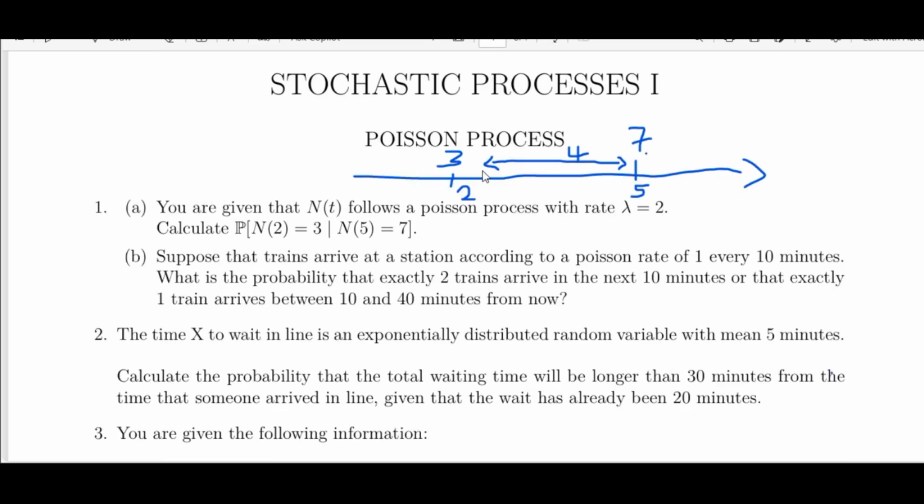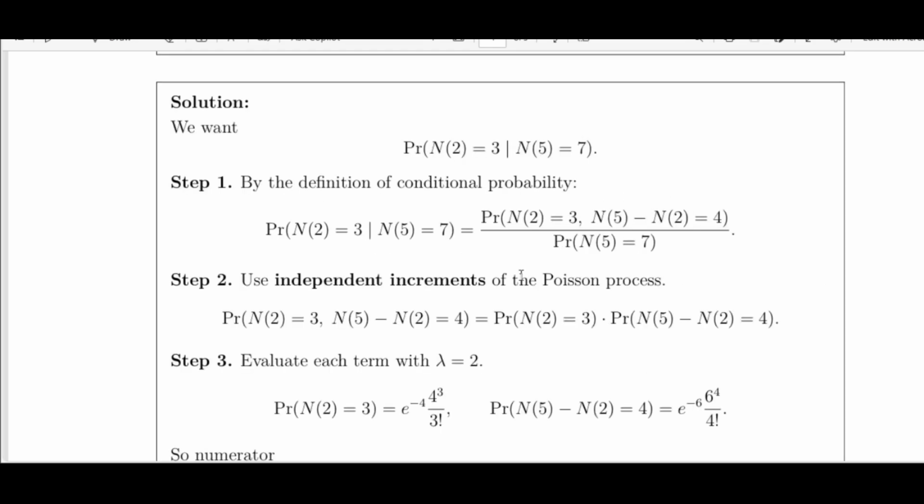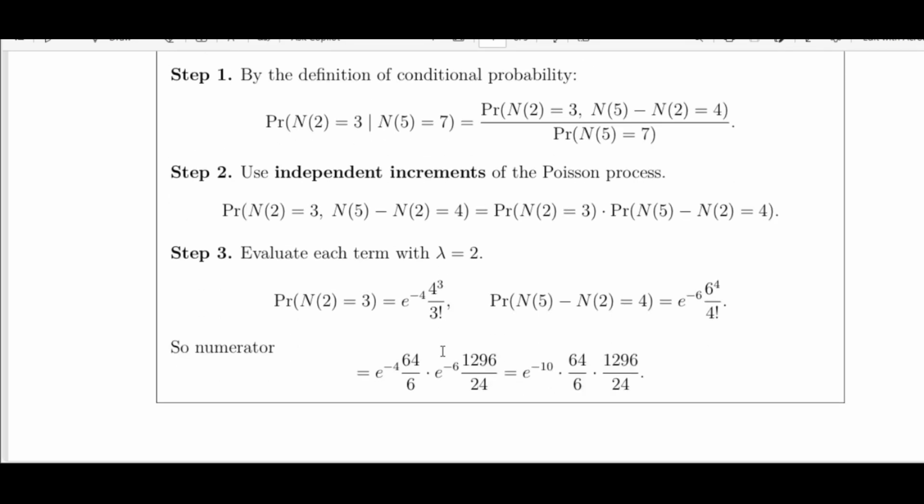Between time 2 and time 5, there were 4 customers. So that's what N(5) minus N(2) means, and there are 4 customers, so no confusion about that. This is divided by the conditioning event, that's N(5) equals 7. Once we have independent increments, we can find the probabilities separately and multiply them.